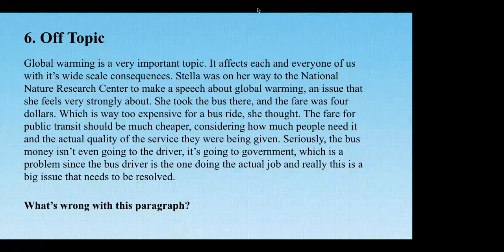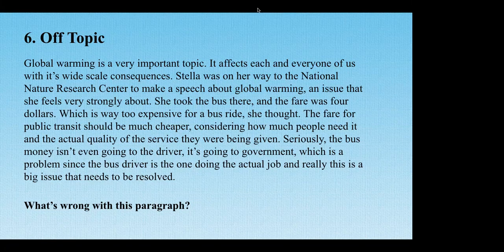She took the bus there, and the fare was $4, which is way too expensive for a bus ride, she thought. The fare for public transit should be much cheaper considering how much people need it and the actual quality of the service they're being given. Seriously, the bus money isn't even going to the driver. It's going to the government, which is a problem since the bus driver is the one doing the actual job, and really, this is a big issue that needs to be resolved.